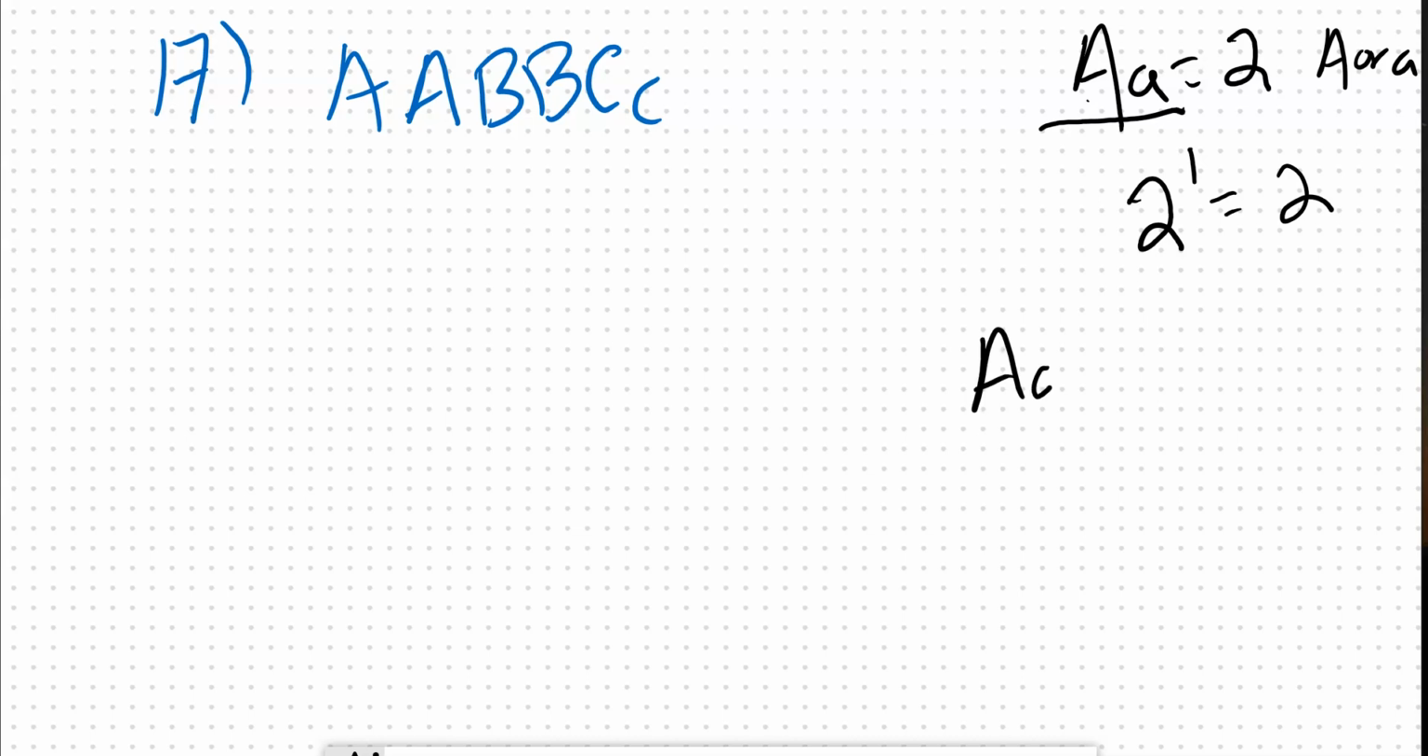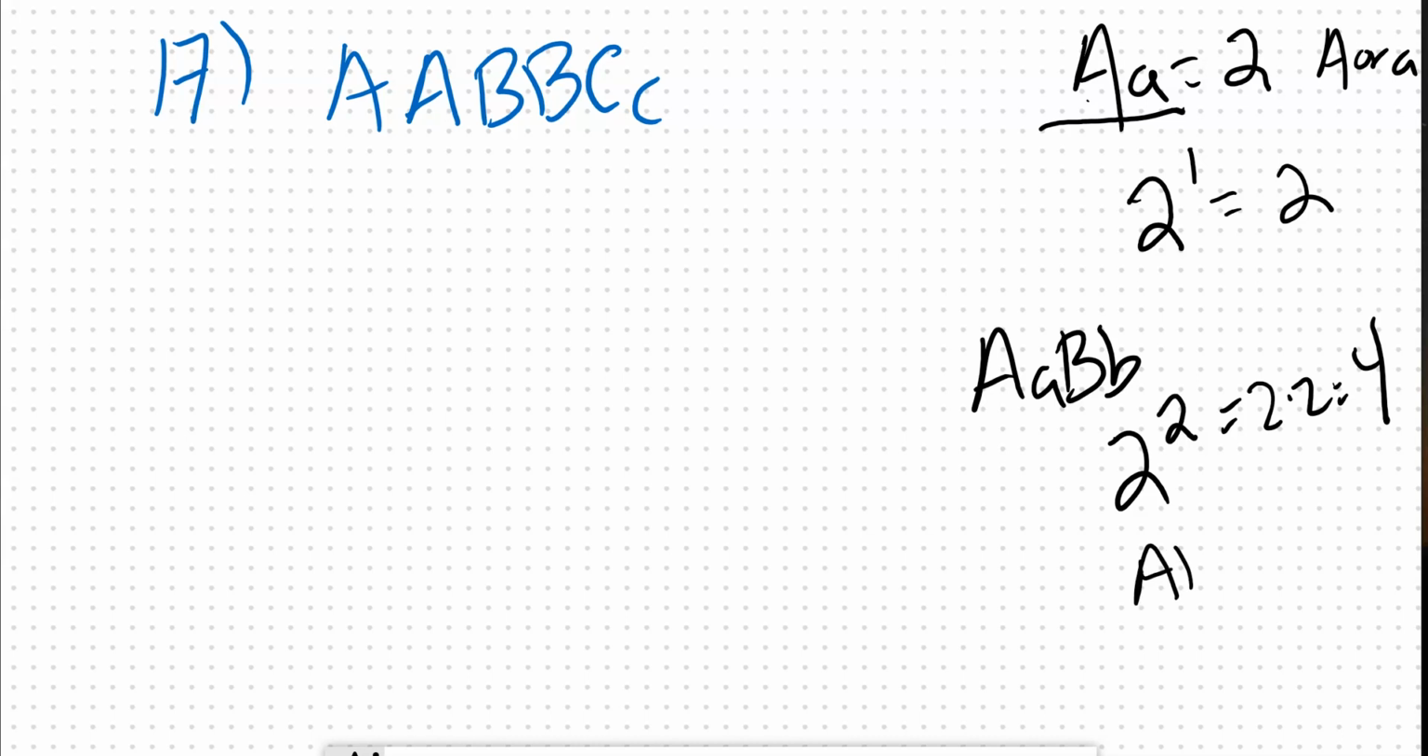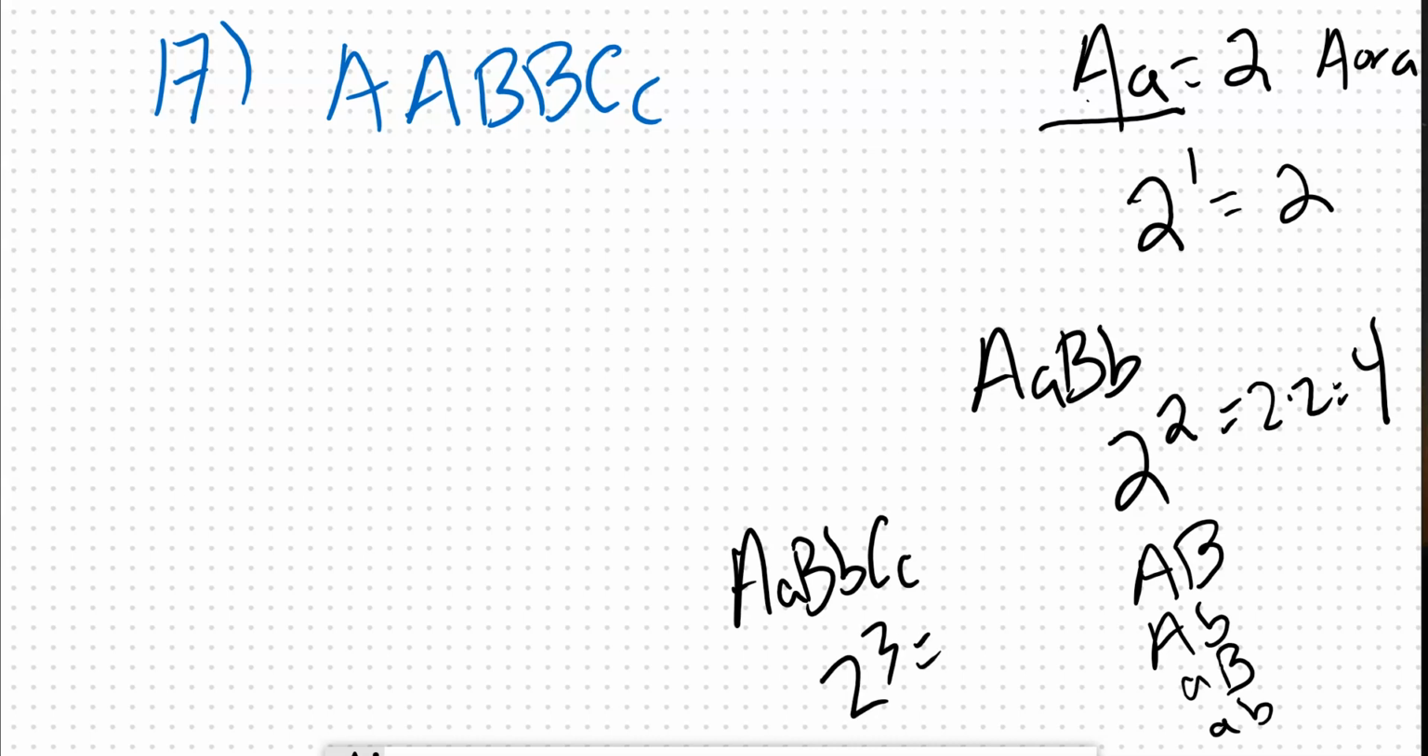So 2 to the first is 2. If we had 2 like this, then it would be 2 to the second power. So that would be 2 times 2, which is 4. And we know that we have 4 possible combinations. We can have big A, big B, big A, little b, little a, big B, or little a, little b. And if we did it three ways, then it would be 2 to the third, which would be 8 gametes, right?